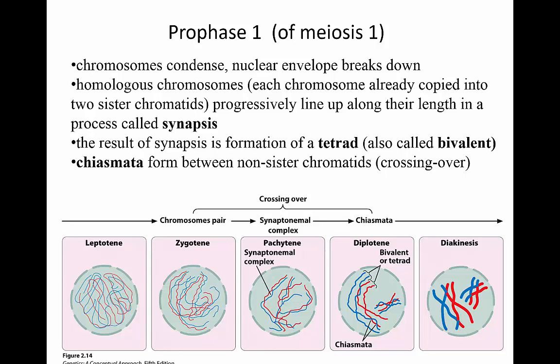The other thing that happens during this stage of prophase I is that crossing over will happen. And so when you have the homologous chromosomes lined up, sometimes they can actually switch their ends. And this switching occurs between the non-sisters, between the homologous chromosomes. And sometimes you actually see these little X's, which is a hallmark of crossing over. And these little X's are called chiasmata.